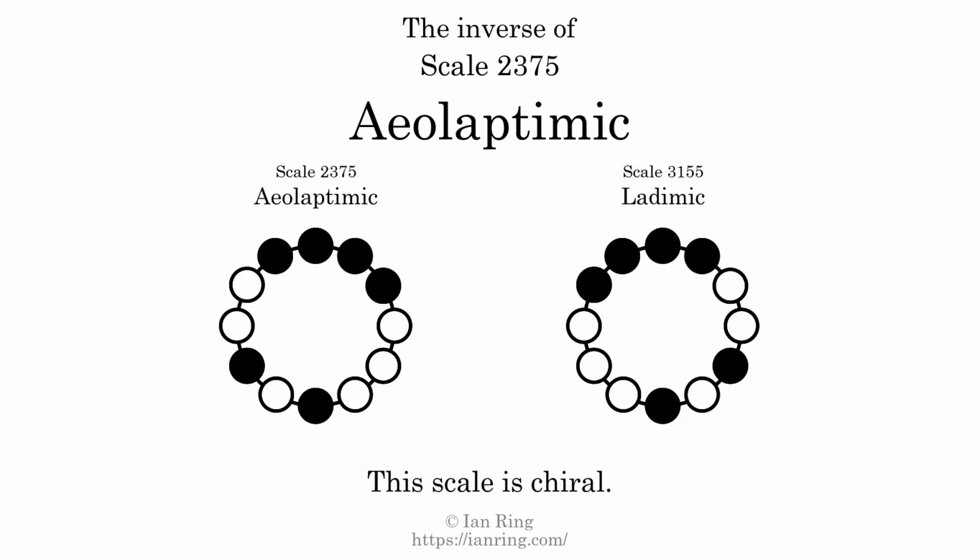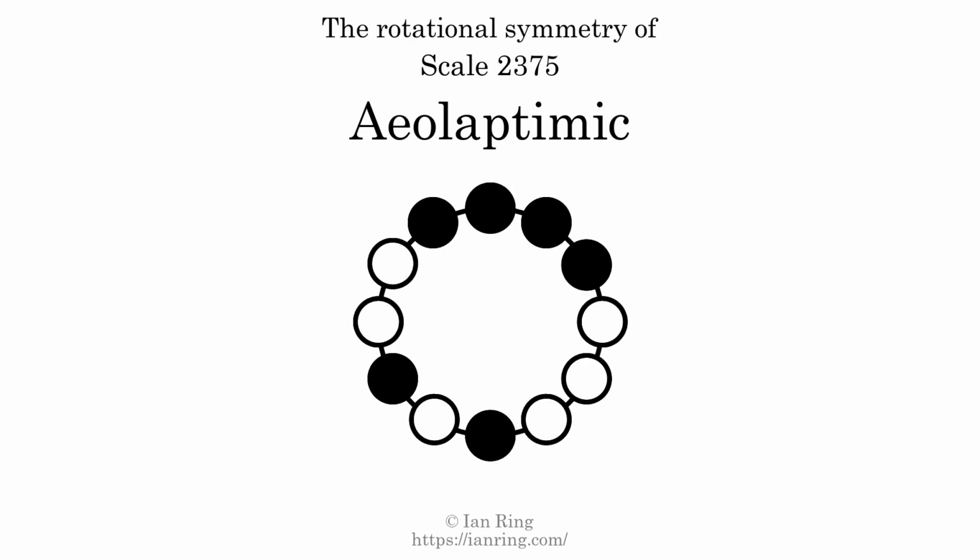The inverse of a scale is a mirror image. It is what you get when the sequence of intervals is reversed. The inverse of this scale is scale 3155, also known as Zygemic. This scale is chiral. It cannot transform into its inverse by rotational transformation. This scale has no rotational symmetry.